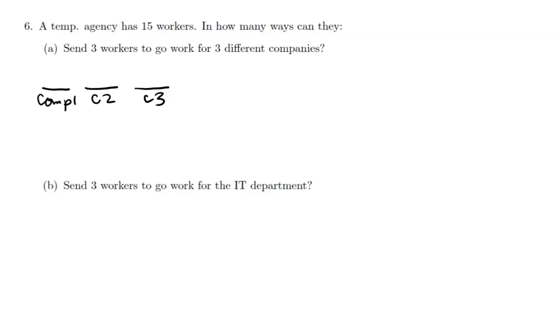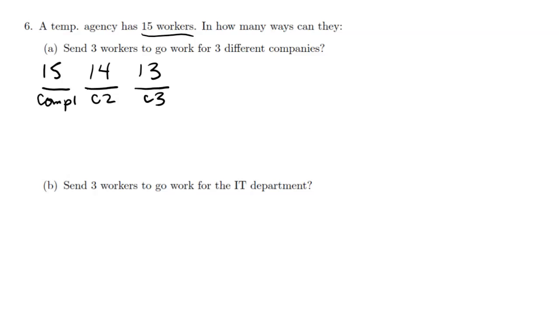So let's think about the numbers that go in these. For company 1, how many people do I have to pick from? Well, the temp agency has a total of 15 people. So I would have 15 options for that one. Now, if I'm going to send a total of 3 people, then company 2 must be a different worker. So we'd be down to only 14 options. And company 3 must also be different, so only 13 options.